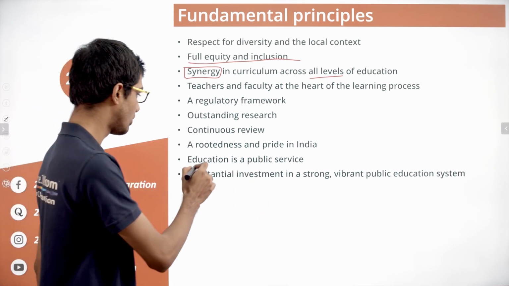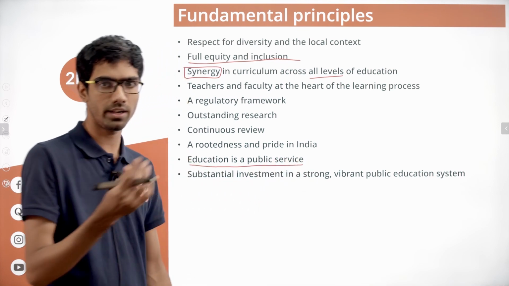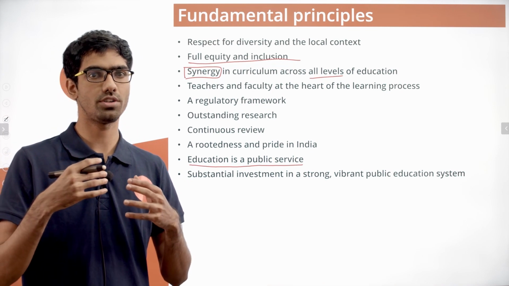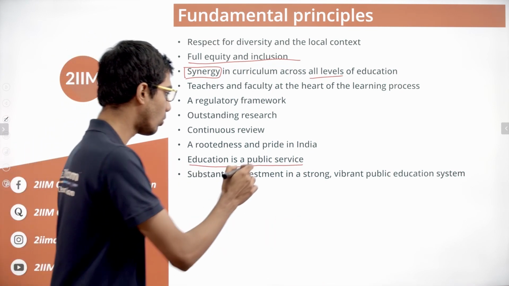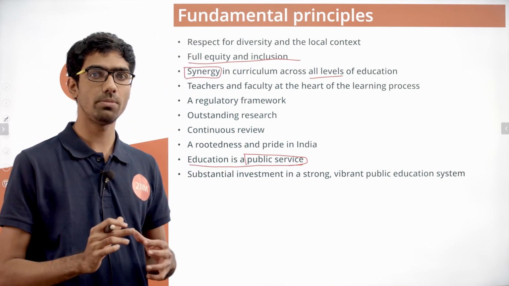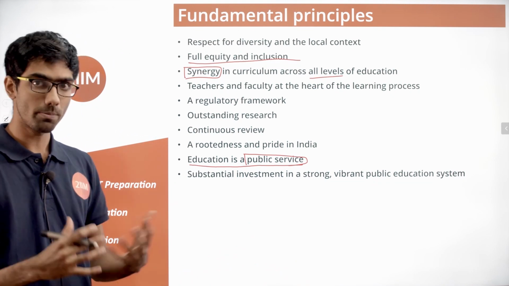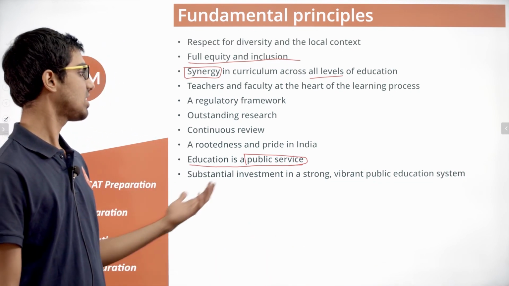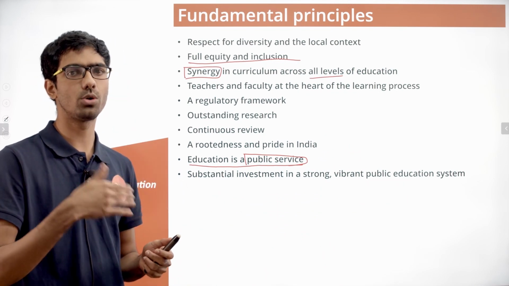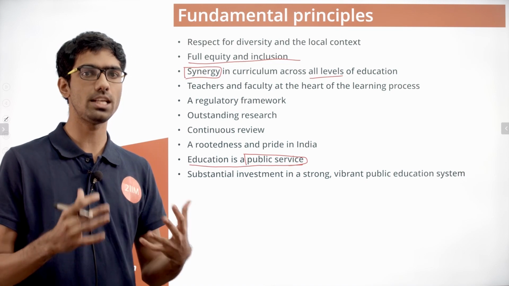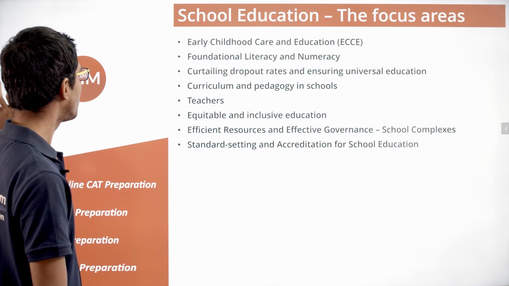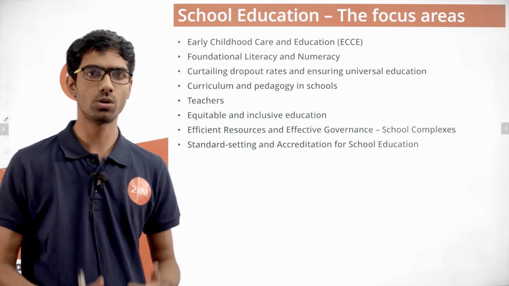Education is a public service, so this should always be kept in mind. There are certain areas where irrespective of whether the business is going to be for profit or non-profit, or it's a public good or private good, the overall concentration should be that education is a public service, meaning it shouldn't be money minded in the first place. Money can be one part of it, but not the main part. So substantial investment in a strong, vibrant public education system. So in one word, the policy later goes on to say that around 6% of the country's GDP should be invested towards education. So these are some of the principles. So first, we'll go to the school education.